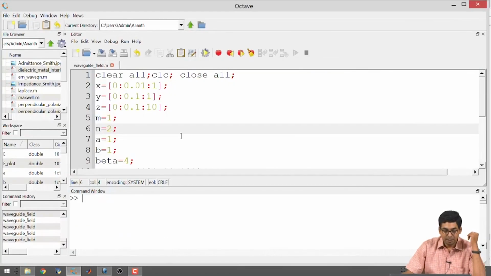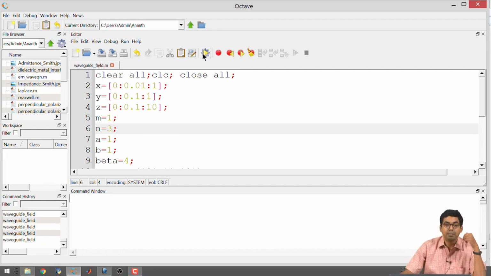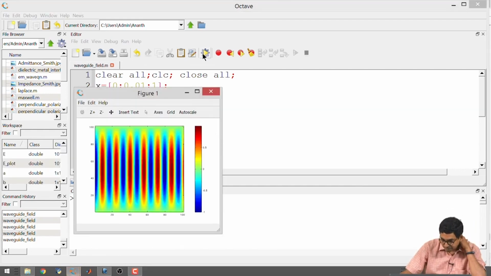Just to confirm this again, I am going to do n equal to 3 and see whether I get back the higher value of field closer to the center. Here I am able to see my field goes from minus 1 all the way to plus 1. So, you can run some experiments on this and you can always see what is happening.